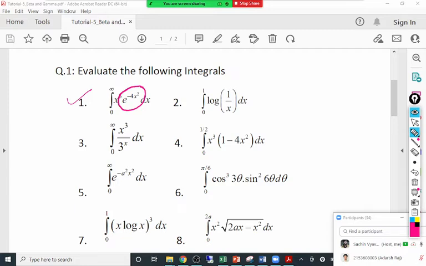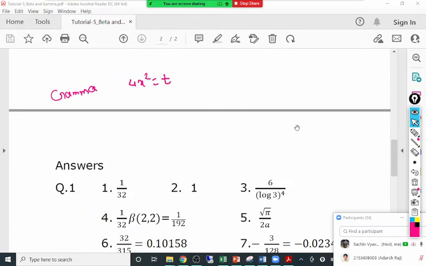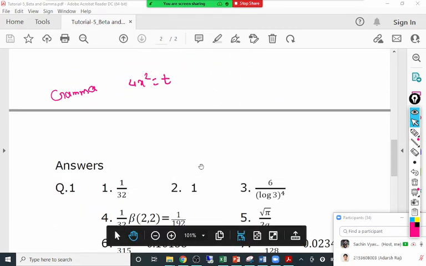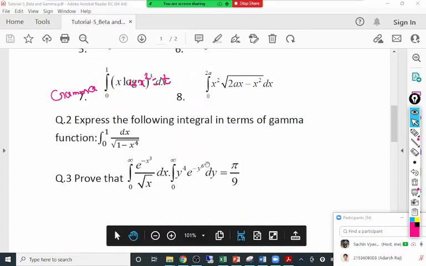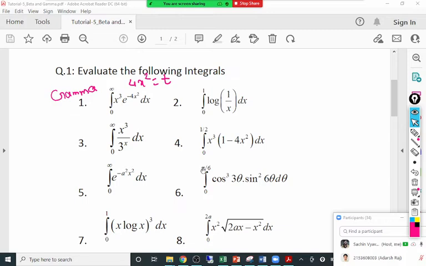So what should be the substitution? 4x square is equal to t, correct. And this example is already identified as a gamma. Good. The first thing you identified is that it is a gamma, and 4x square equals t. It will simplify and the final answer you should get is 1 by 32. If anyone has a doubt, we'll solve it completely, but I think it is a simple example. So that is the first question, gamma.